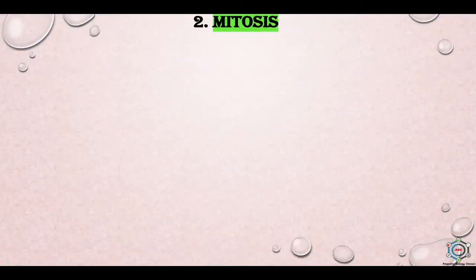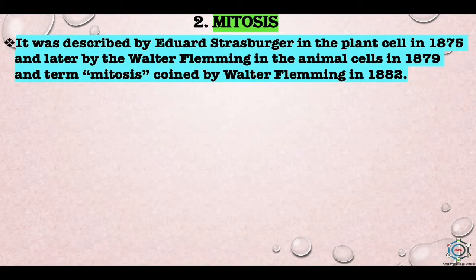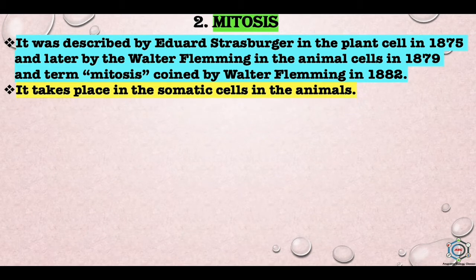Now, the second cell division, that is mitosis. It was described by Edward Strasburger in the plant cell in 1875 and later by Walter Fleming in the animal cells in 1879, and the term mitosis was coined by Walter Fleming in 1882. It takes place in the somatic cells in the animals.